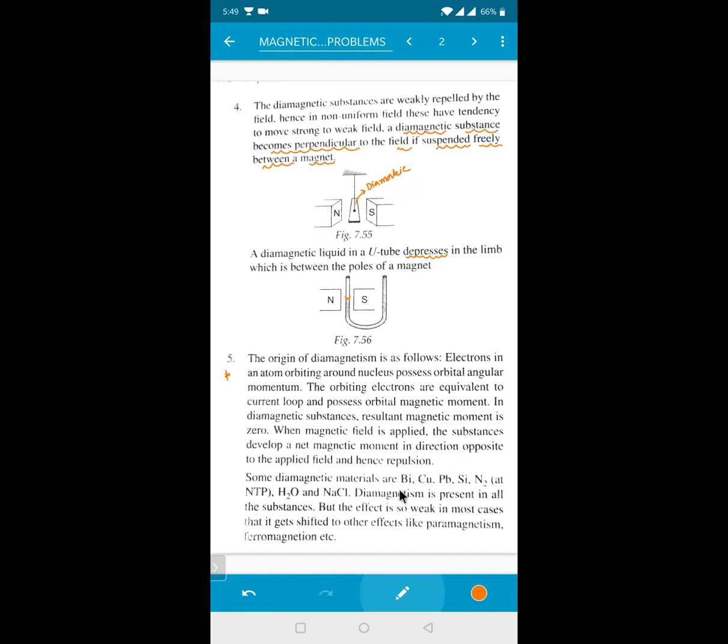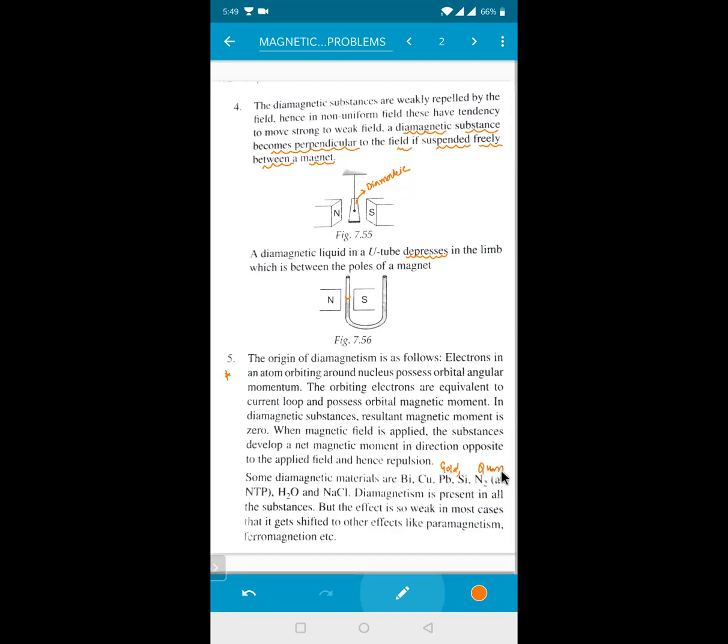Some of the best diamagnetic materials are bismuth, copper, Pb, which is nothing but lead, Si, which is silicon, nitrogen, even copper. Gold is also one of the best examples. You can even write gold here. Gold is also a diamagnetic material.